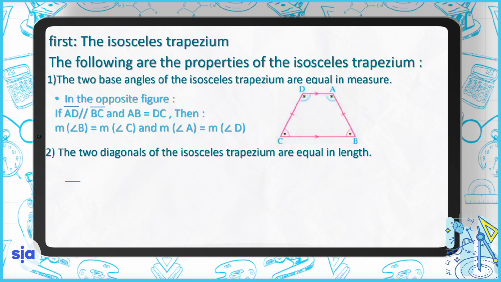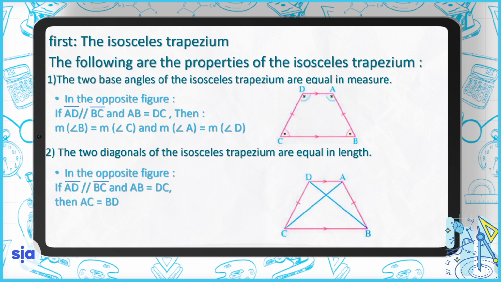The second property of the isosceles trapezium is that the two diagonals of the isosceles trapezium are equal in length. As you can see in the opposite figure, if AD is parallel to BC and AB is equal to DC, then AC is also equal to BD.